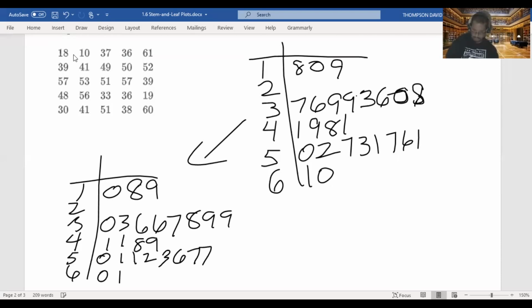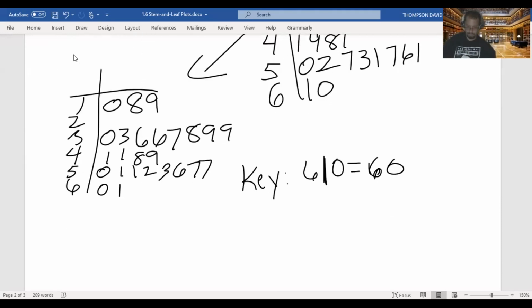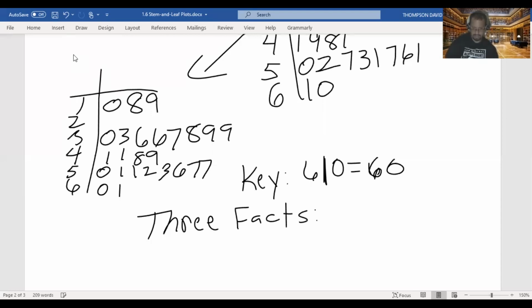Now for our 3 facts. First, our key. Write a key: 6 | 0 equals 60. Then we write our key facts after we write the key. Since our numbers are in numerical order in our stem chart, we can easily pick off our minimum number and our maximum number. Our minimum number would be 10. Our maximum number would be 61. So that gives us 2 facts.